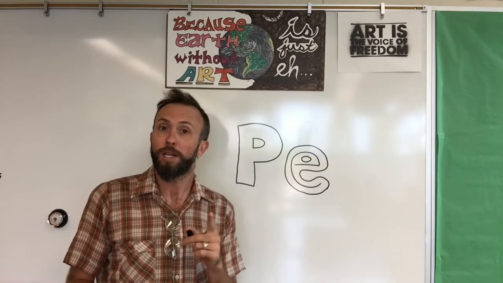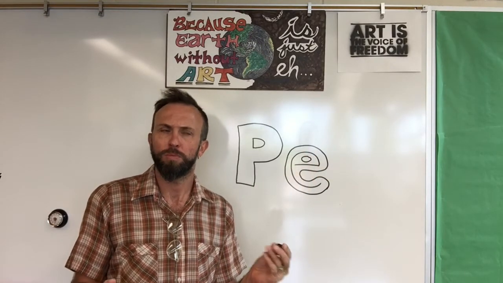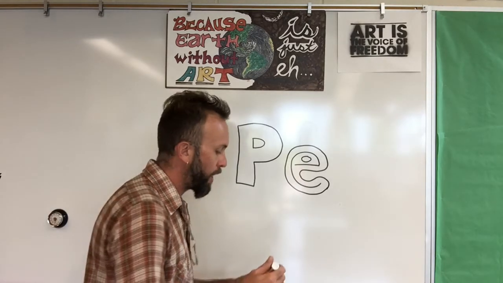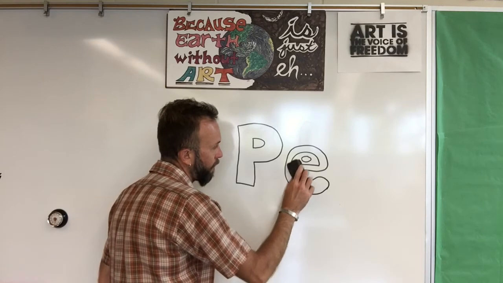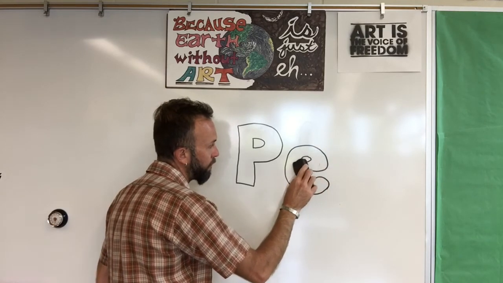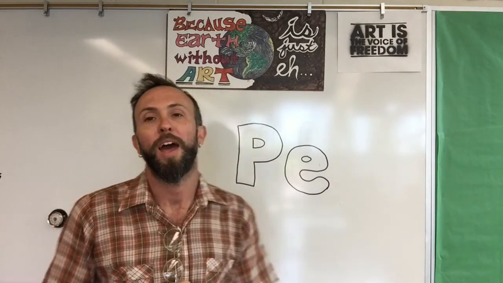Oh wait, we're not done. All right, what did I forget to do? Erase, that's right. You got to erase the original letter E. Once you've erased, what do you have? A block letter P and a bubble letter E.